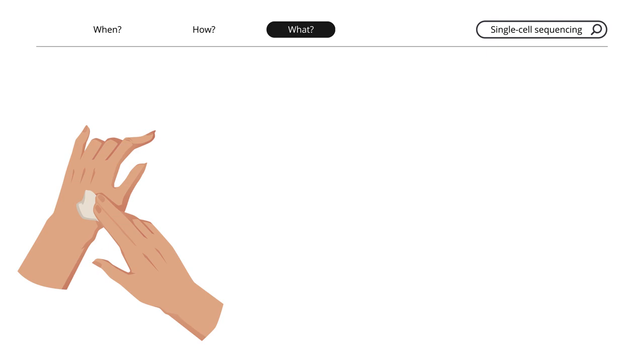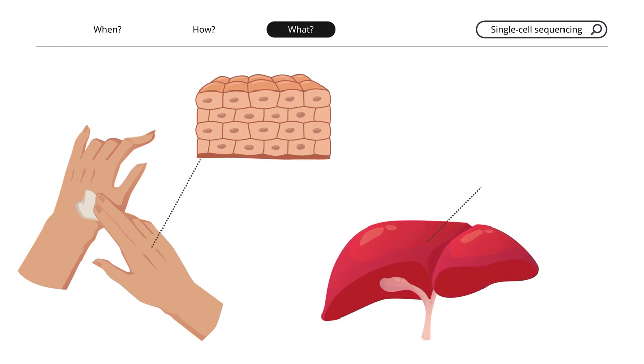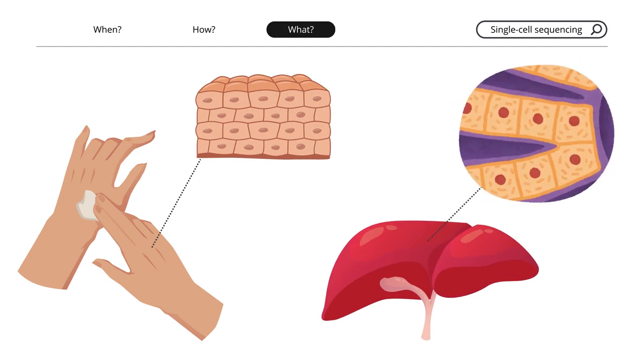This is exciting because not all cells are the same. For example, your skin cells have a very different job than your liver cells would. These differences in gene expression between cells are not detectable in bulk sequencing.